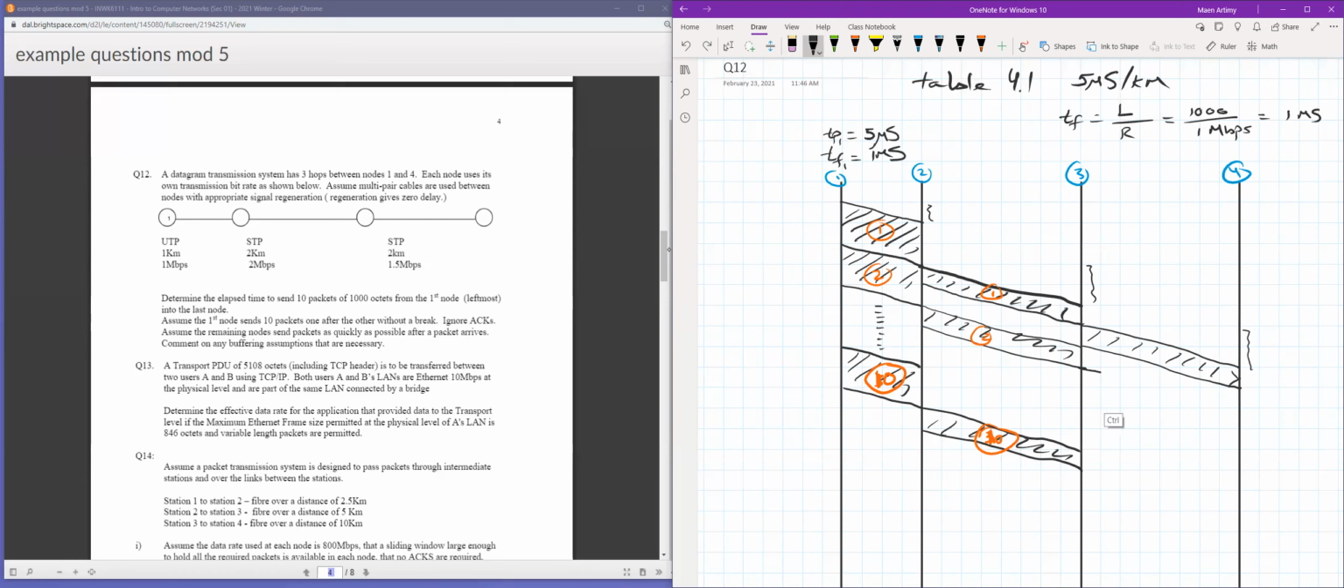Oh, forgot one thing here to mention. How about TF? TF, so we know the propagation time here is the same as this one. But how about the frame time? The rate is 1.5 megabits per second. So it is faster than this one, but slower than this one. So I'll choose to take a point here. Instead of 1 block, I'm gonna take 1.5 blocks here.